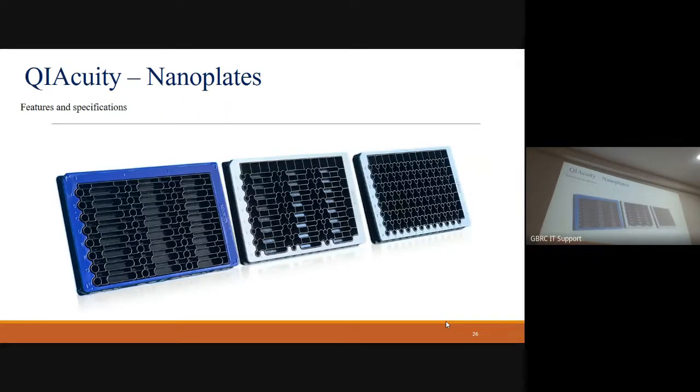So these come in 3 plate formats. This is a 26,000 partition, 24 well format. You can put 24 samples here. This is an 8.5 thousand partition, 24 well plate. And this is an 8.5 thousand partition, 96 well format. Here you cannot use the plate again. So if you are using only, let's say I have only 10 samples, then you need to use the entire plate. You cannot reuse the plate.